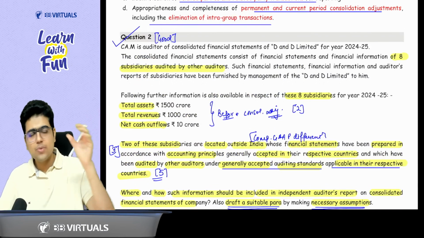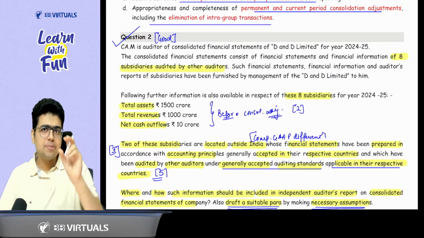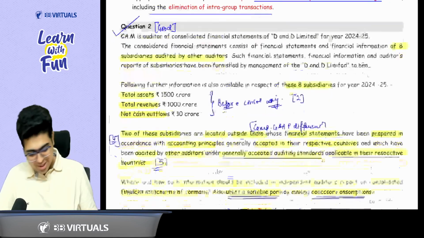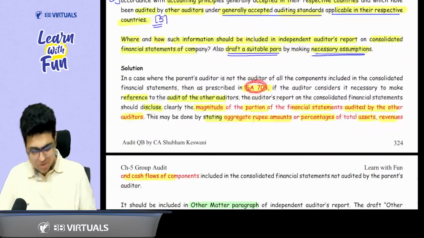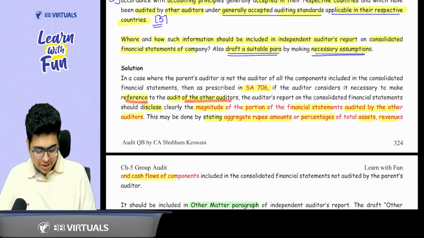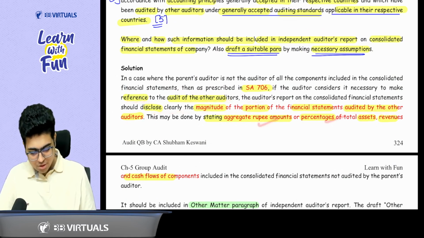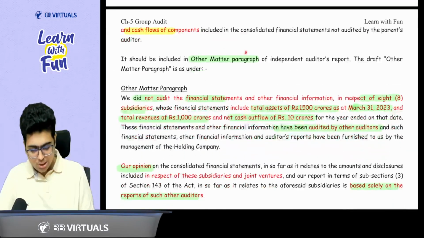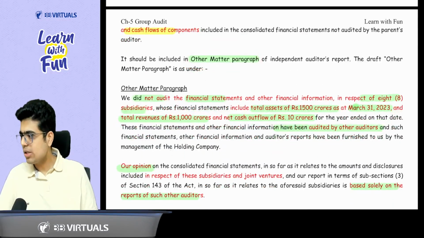Whenever there is a case where some part of financial statements is audited by other auditor, you need to tell the magnitude. So this is what they have given as per SA 706. Refer to the work of other auditor, disclosing the magnitude of portion audited by the other auditor, stating the aggregate amounts or percentage of the total assets, revenues and cash flows. So include an other matter para.